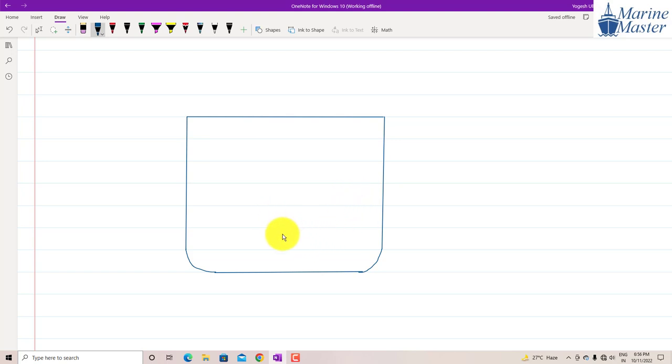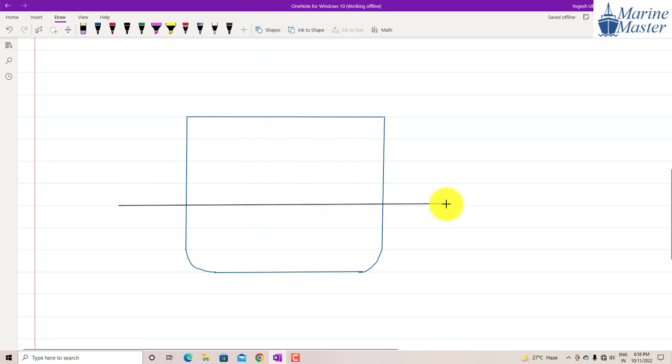Now observe, in the transverse view, here we are going to show the water line. How do we denote water line? We are going to denote water line by WL.